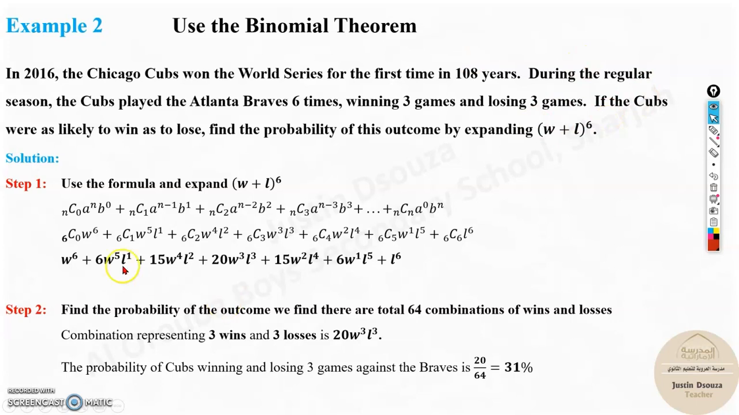Once you expand, you need to add up all the coefficients. That is the total possibilities of winning and losing. That must be divided whenever it is a probability. Now, the desired outcome, we want this one. That is 20 possibilities. Desired outcome divided by total outcome is the probability, that is 31.25% or 31%. So this is how we find it. It's a probability question, similar to the one we studied in the previous term.